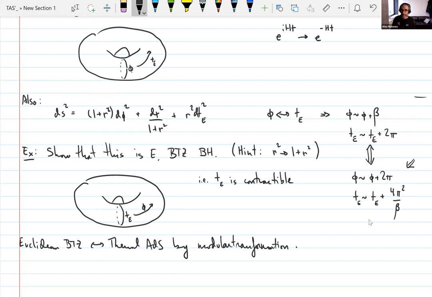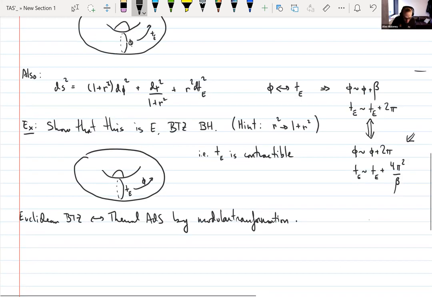Good. Now, I remind you that the modular transformation that takes beta to 4 pi squared over beta was just one of an infinite set of modular transformations. Okay. And in particular, we could, in fact, do any SL2Z modular transformation.